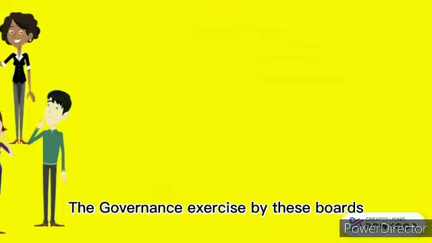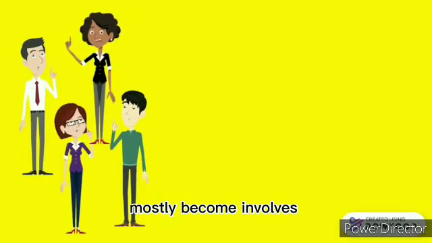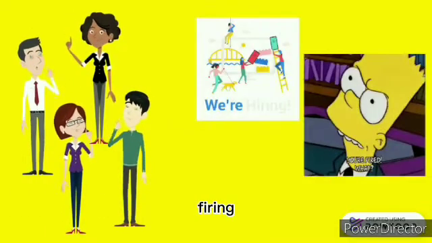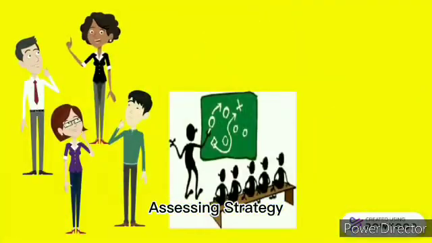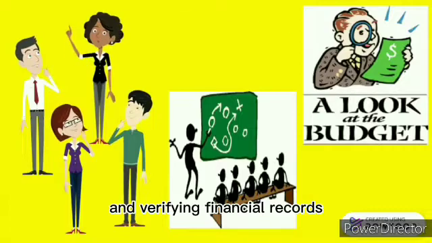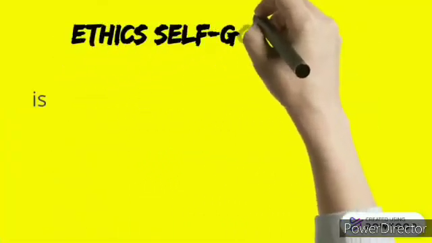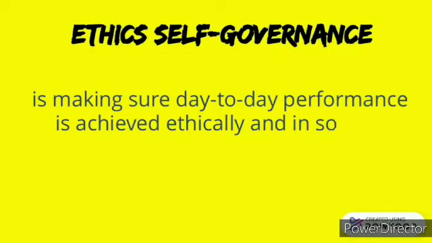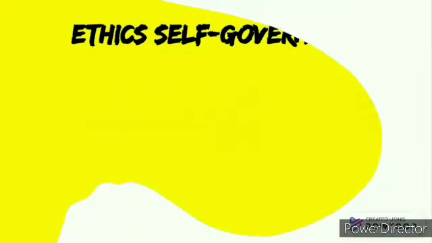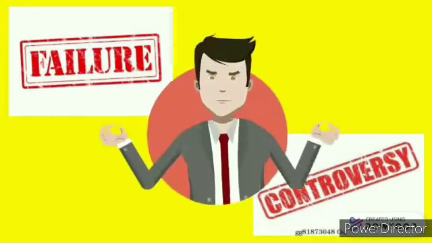The governance exercised by these boards most typically involves hiring, firing, and compensating the CEO and top management, assessing strategy, and verifying financial records. Ethics self-governance is making sure day-to-day performance is achieved ethically and in socially responsible ways. When corporate failures and controversies occur, weak governance often gets blamed.